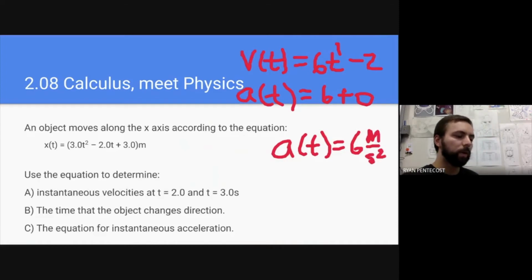So the equation for instantaneous acceleration is 6 meters per second squared, which tells us that there was constant acceleration the whole way, right? It doesn't change because there is no t in the function. If that were 6t meters per second squared, then we know that for every second, that acceleration is changing, right? But since for the entire function, it is just 6 meters per second squared, then it is a constant acceleration.